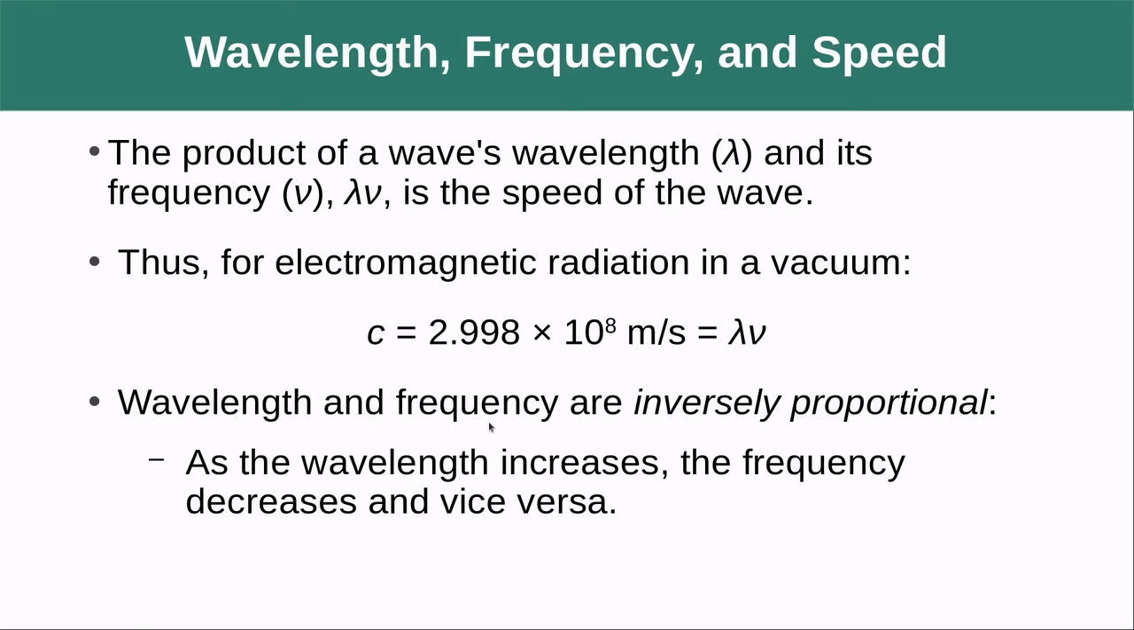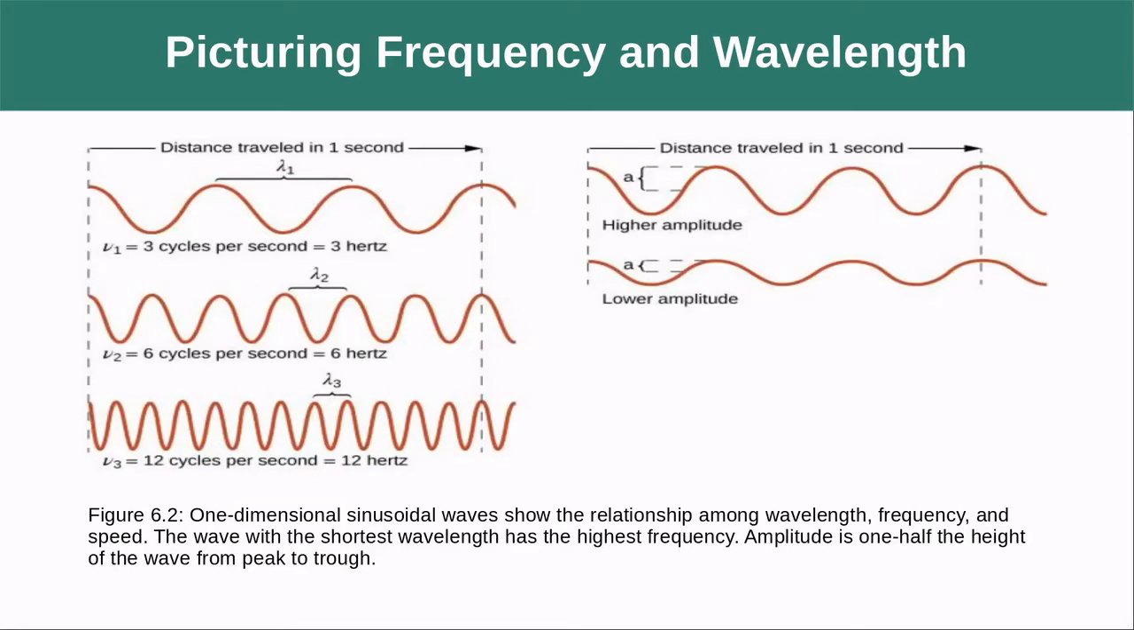Wavelength and frequency are inversely proportional, which means that as the wavelength increases, the frequency decreases, and vice versa. So let's see if we can kind of picture this a little bit. So here I have a distance traveled in 1 second. Okay, you can see here that a wavelength is from one peak to another. All right. So in this distance, we have traveled 1, 2, 3 wavelengths. So our frequency is 3 cycles per second, or 3 hertz.